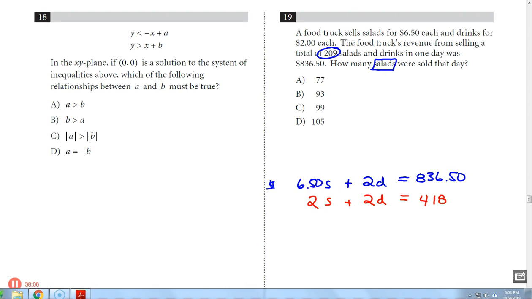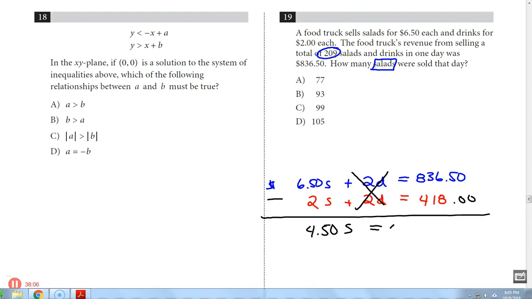And the beautiful thing is, since my D's match, I can subtract these two rows. And I can do 6.50S take away 2S, which is 4.50S. 2D minus 2D got eliminated. And now I have one equation with one unknown. I'm going to be kind of careful here. 836.50 take away 418 is 418.5, or $418.50. And now to solve for salads, I divide and I divide. So punching in my calculator, divided by 4.50, and I get 93.